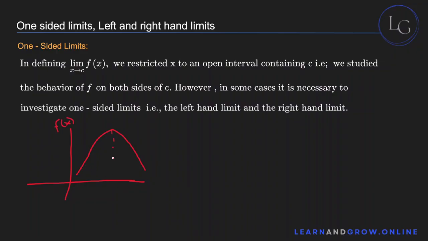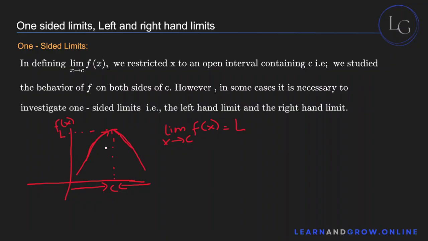And say this here is the point C. And this is the limit as x approaches C, and let's say this is L. So over here, when we say that the limit as x approaches C of f of x, which is this graph over here, is equal to L, that is true because we approach C from both the left-hand side and the right-hand side. It approaches L from the left-hand side, and it approaches the same L from the right-hand side.